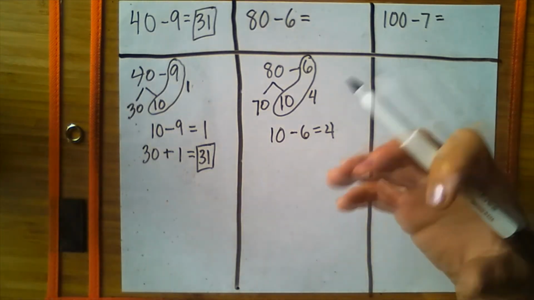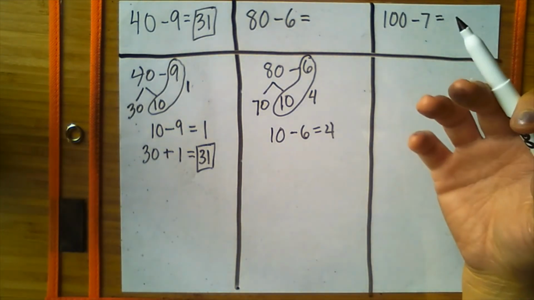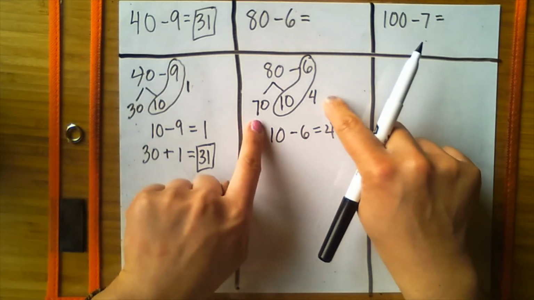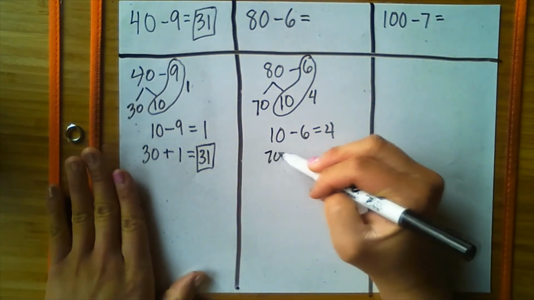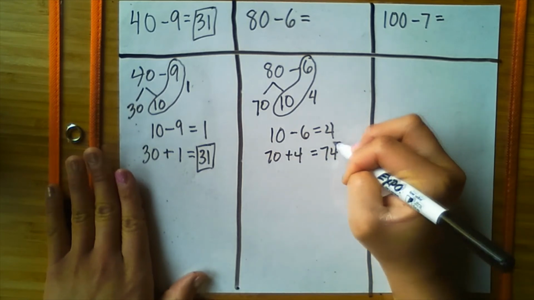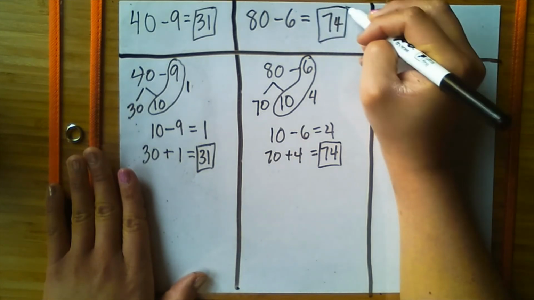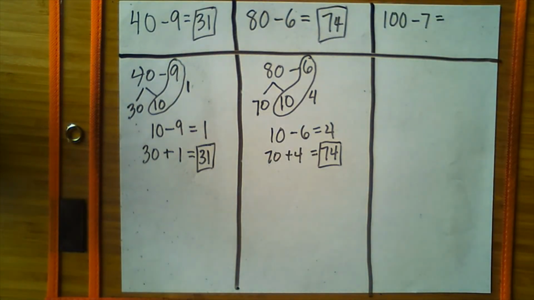Take a look, my friends. What is the number sentence that will show us what parts we are adding that are left? Great job. 70 and 4, which gives us 74. 74 is our solution for 80 minus 6. Okay, now let's move on to our last one.